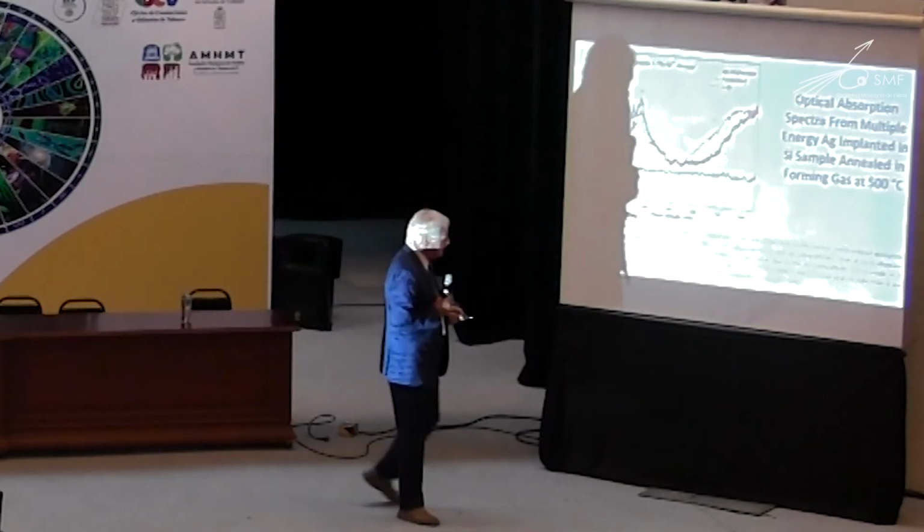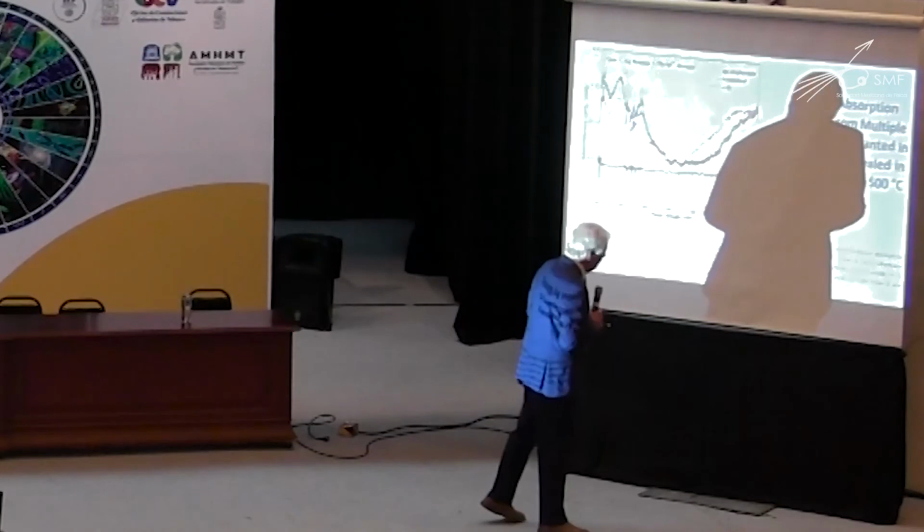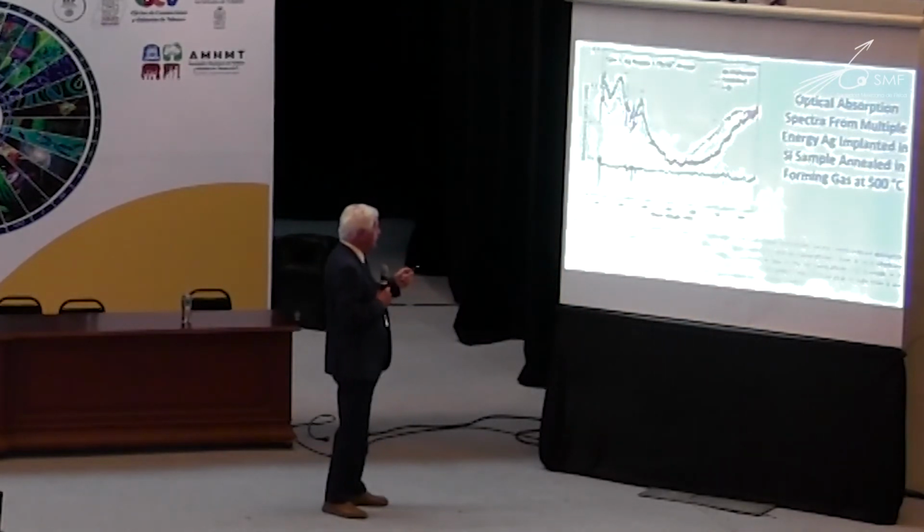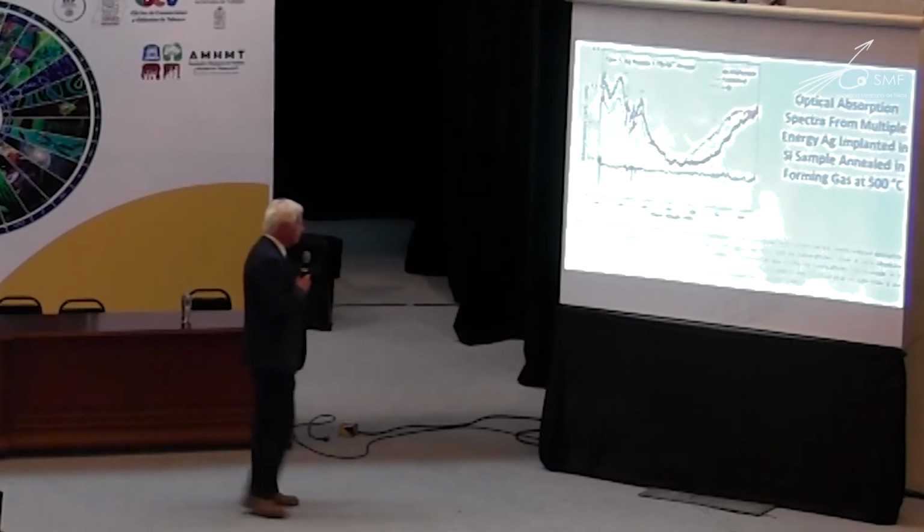It's transitions in the material. B, the sharp peak, is due to the silver nanoparticles, and C is another large peak of the nanoparticles. And this is just crystalline silicon. That's the absorption if it's just crystalline silicon. The black is the as-implanted, and the red is after the annealing. Next slide.